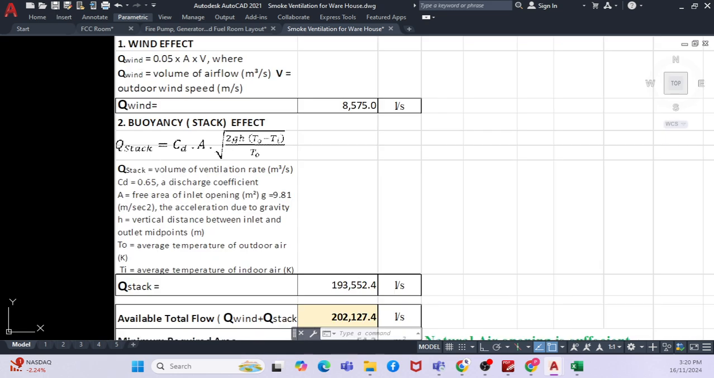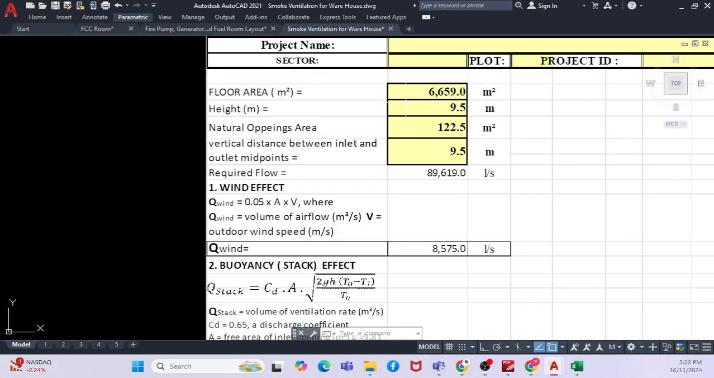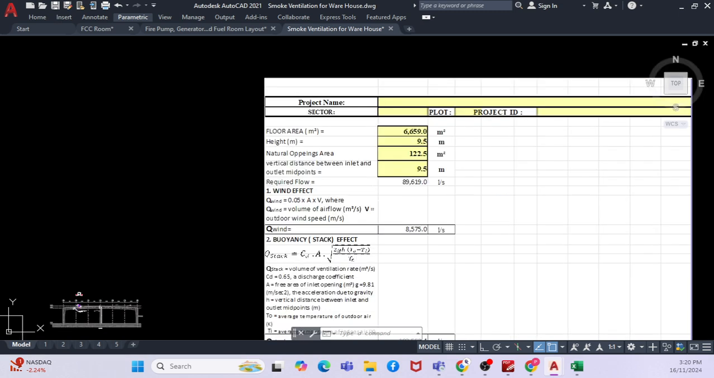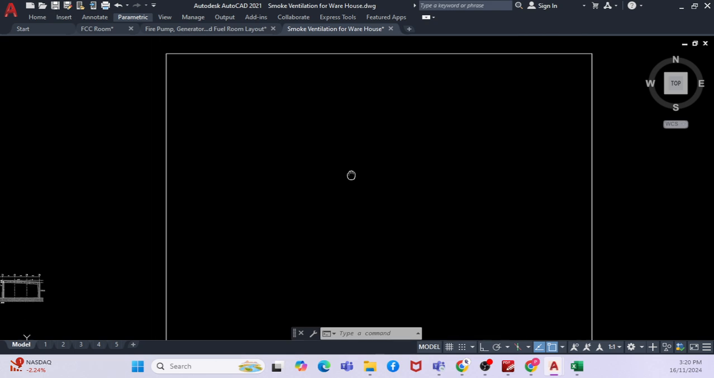Okay, but then you say, for example, 0.05 into area, that is in meters squared. When you mean area, that's the area of the makeup louver, or the roller shutter openings that we have. Yes, you can see the floor area, the height of the door, like 9.5, natural openings. So this is the total required flow, say for example 89,610. Yeah, that's your required flow.